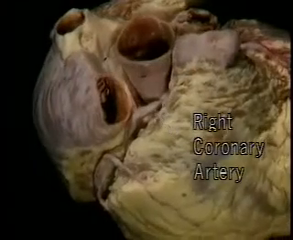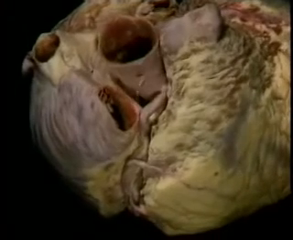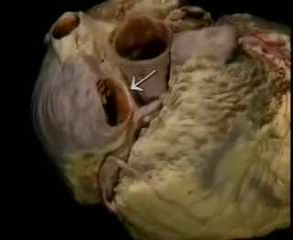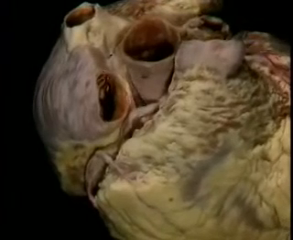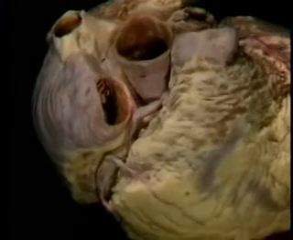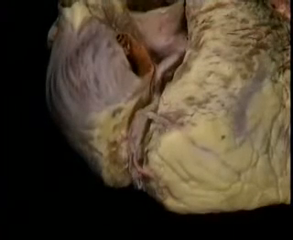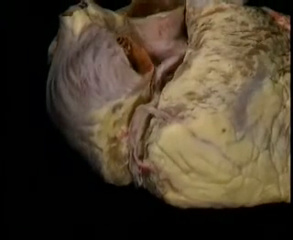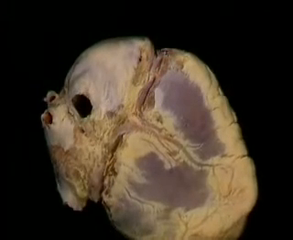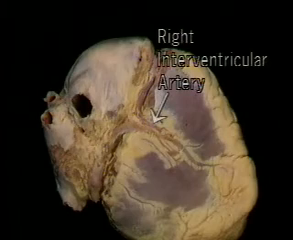Here's the right coronary artery. It arises from the right aortic sinus, which is here. The right coronary artery gives off this branch to the upper part of the right atrium, then runs downwards in the right atrioventricular groove, giving off branches to the right ventricle. The right coronary artery passes round to the underside of the heart. Here it is again. Its terminal branch is the right interventricular artery.